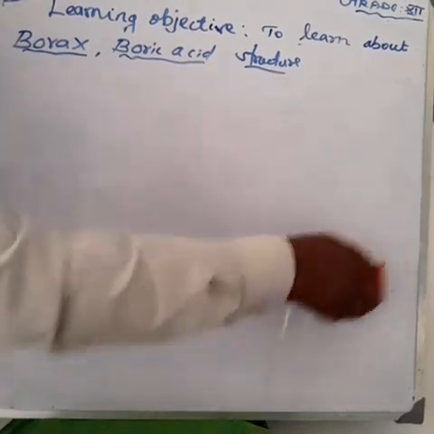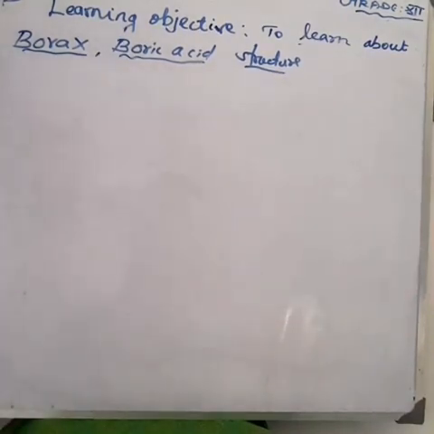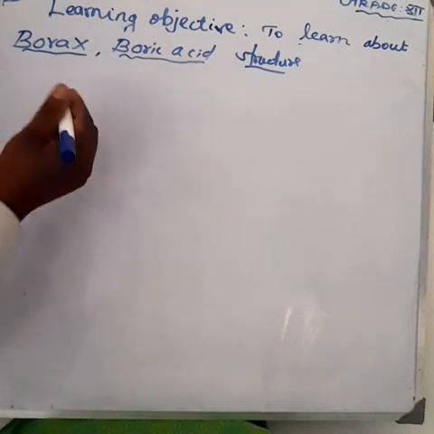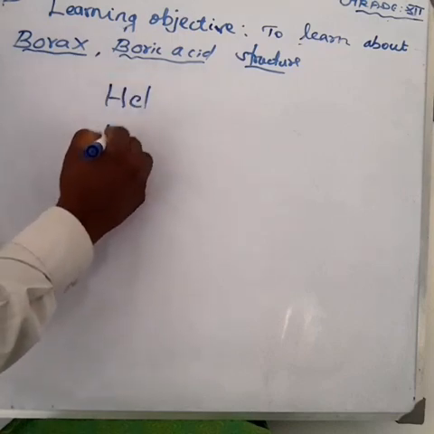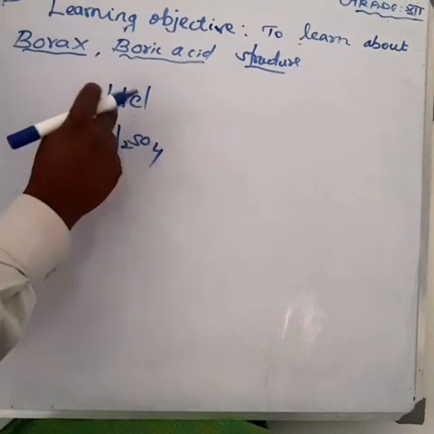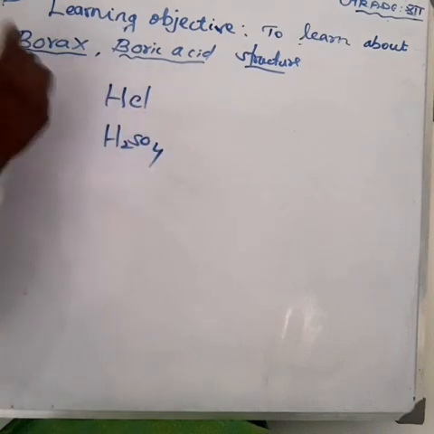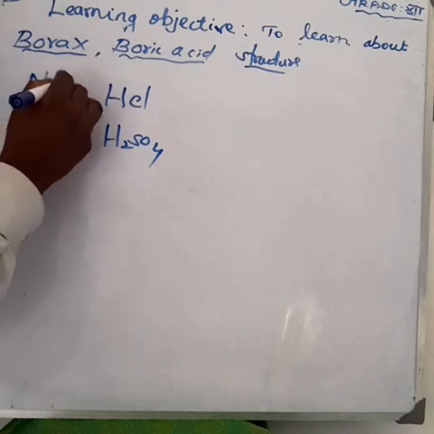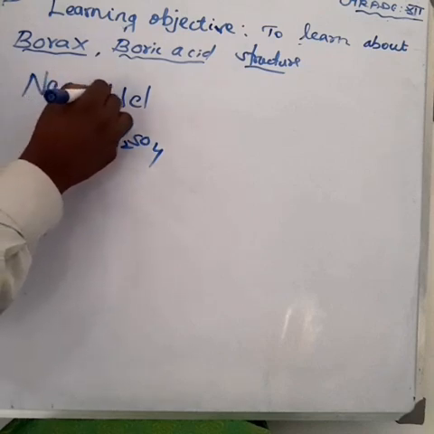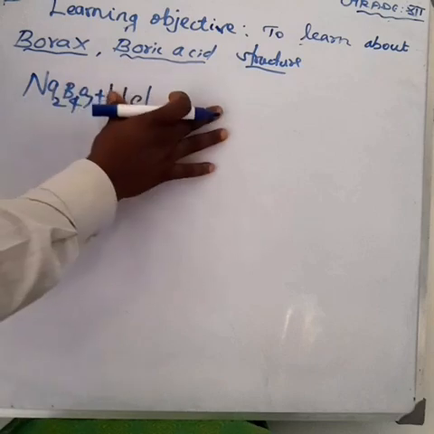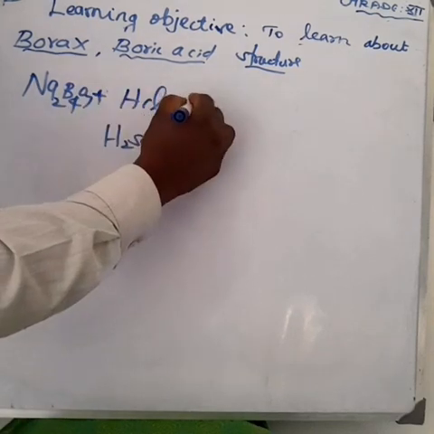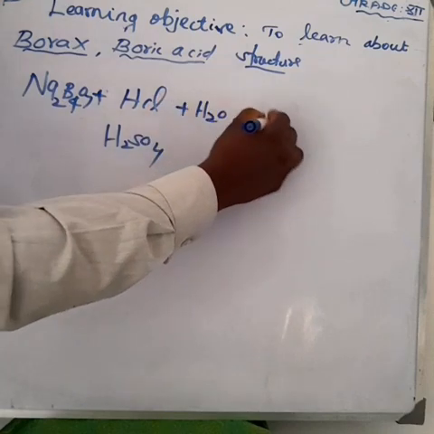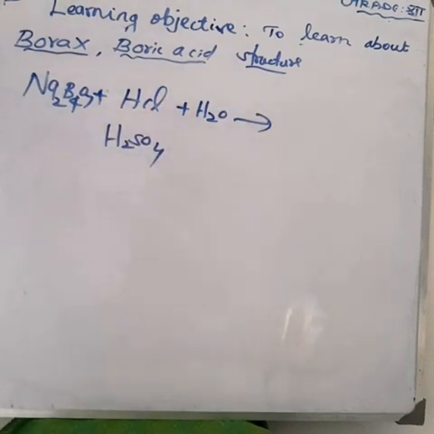Next, borax reacts with acid to form soluble boric acid. Here I am taking 2 mineral acids: one is sulfuric acid, another is hydrochloric acid. First, the reaction between borax Na2B4O7 and HCl in the presence of water. We are taking water because it is a dilute acid, not concentrated acid.